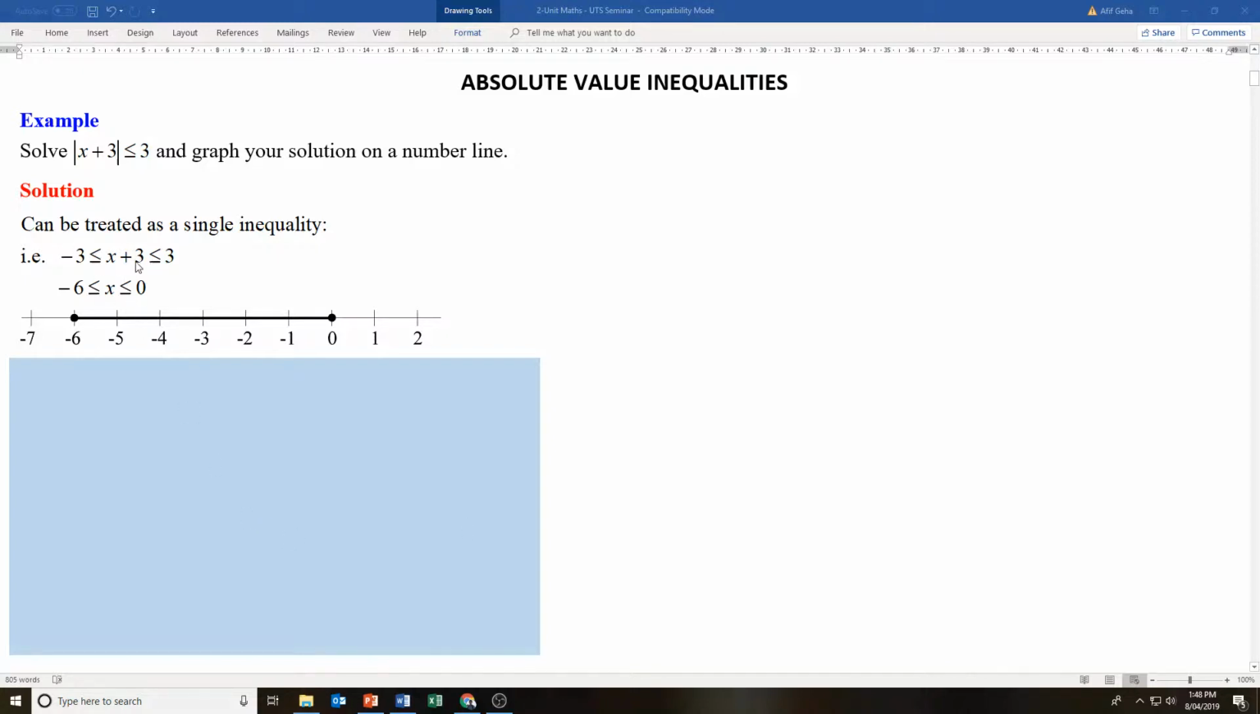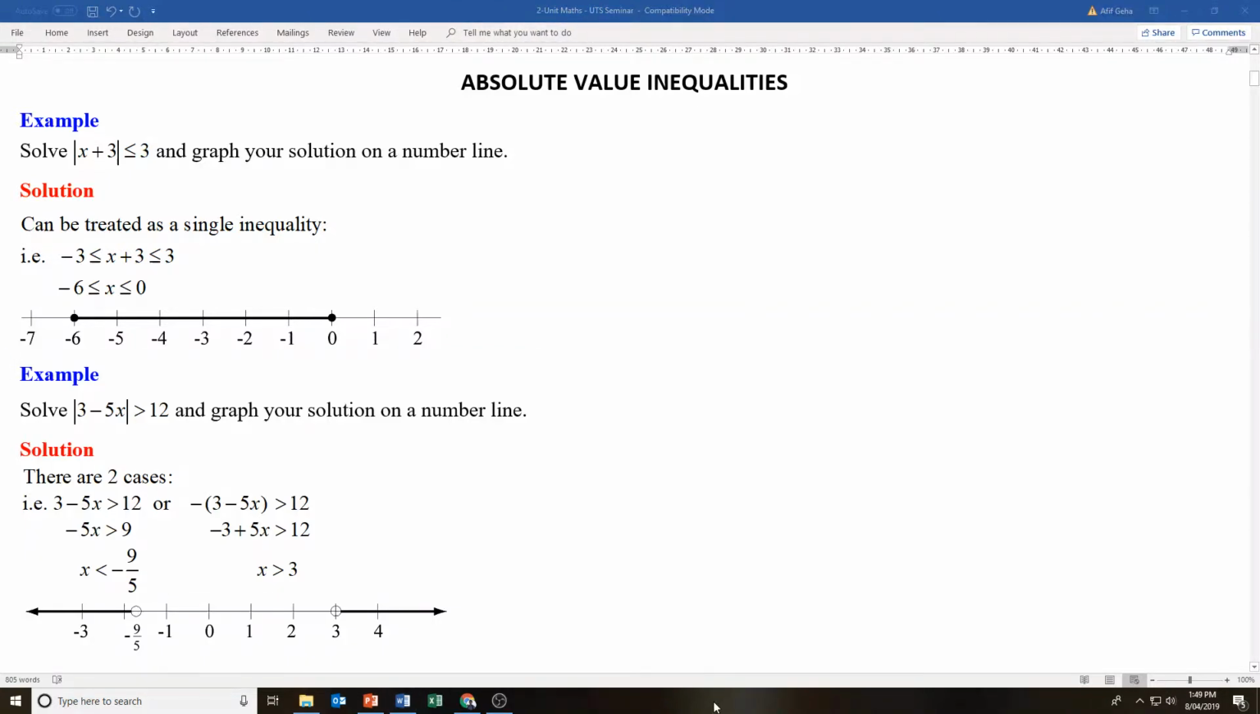So taking 3 away from that gives me x, taking 3 away from that gives me minus 6, taking 3 away from that gives me 0. Both are included. So if we were to graph this on a number line, then we would have solid dots there and then all the values in between. Now let's take a look at an example of an absolute value inequality that is greater than.